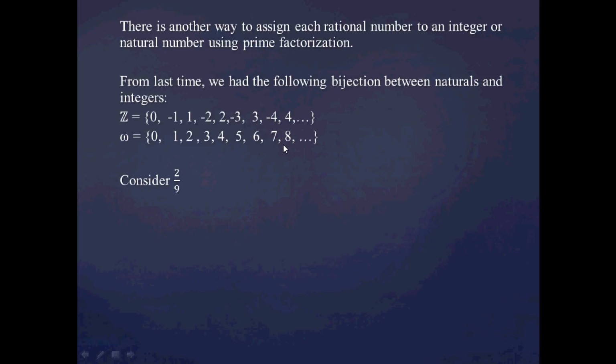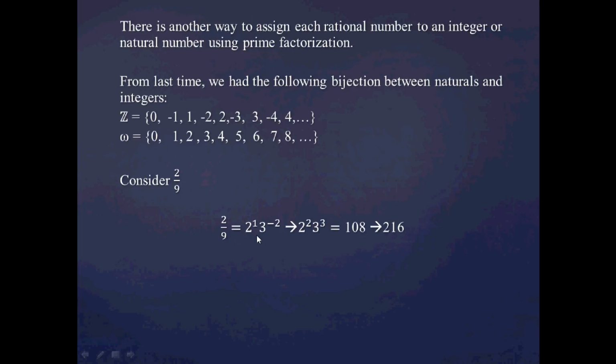So what we're going to do is take any arbitrary rational number. Just to make it clear, I'm going to take an actual example first. Let's consider the rational number 2/9. Now the numerator is already in prime factorization form. 2 is a prime number. 9 can be written as 3 squared. So the prime factorization of 9 is going to be 3 squared.